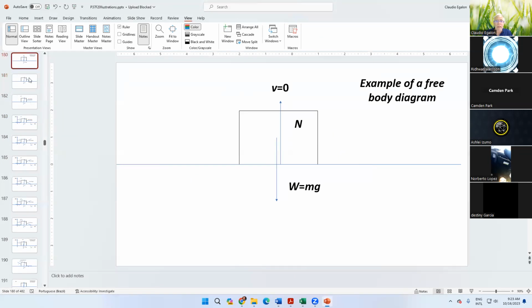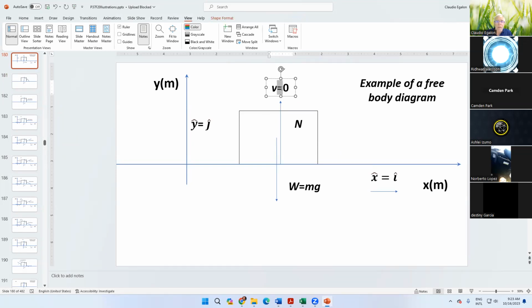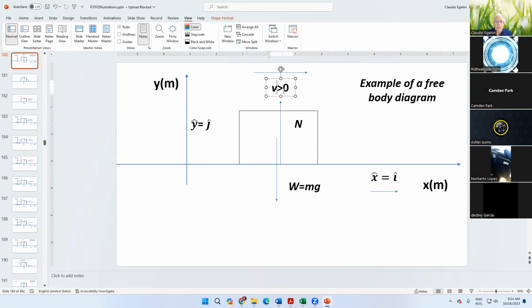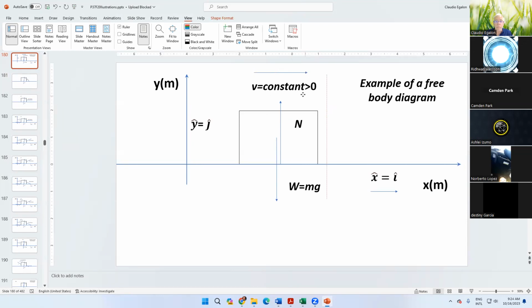Not this one, this one has a tension there. That's the one I want. And now the object is moving to the right. In this case, the net force along the horizontal direction is going to be 0, because the object is moving with constant velocity. Constant.